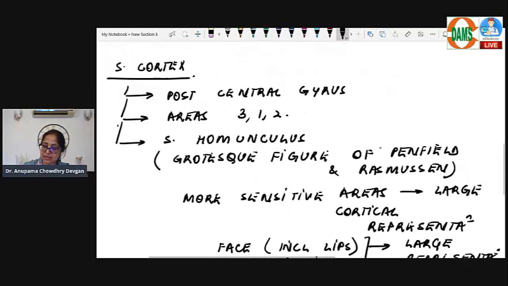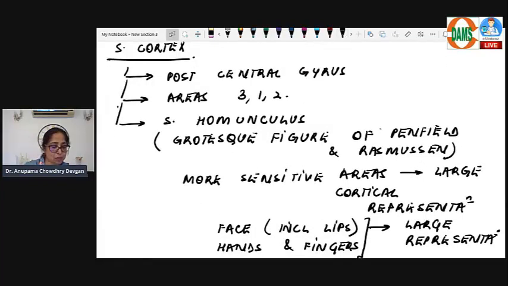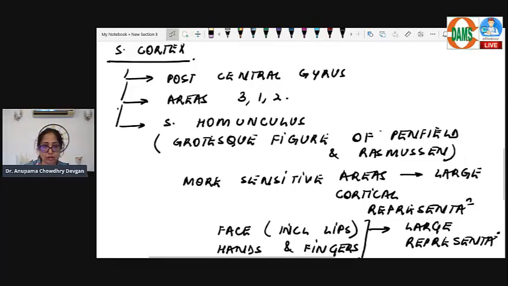As far as the sensory cortex is concerned, this is the post-central gyrus, Brodmann's areas 3, 1, and 2, and there is a sensory homunculus, where the complete body is represented, but the representation is not proportional to size.